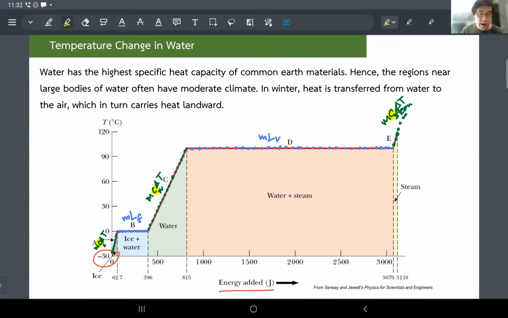That's pretty much it. There's nothing much more about it. This is the grand picture: pretty much all common substances will follow this trend. You start from solid, you get to the liquid phase, and then you move on to the vapor phase, the gas phase. That's what it is.